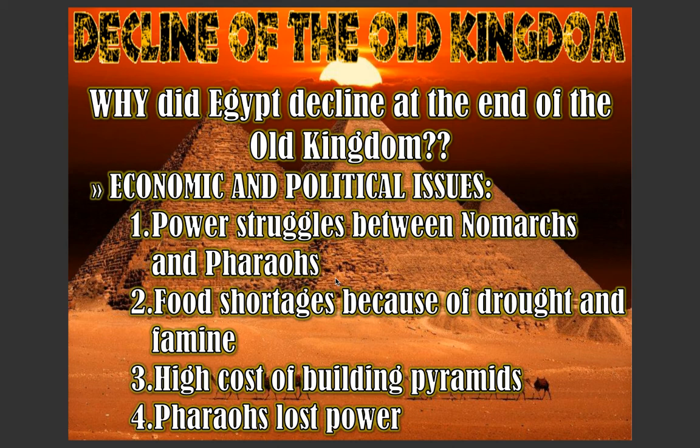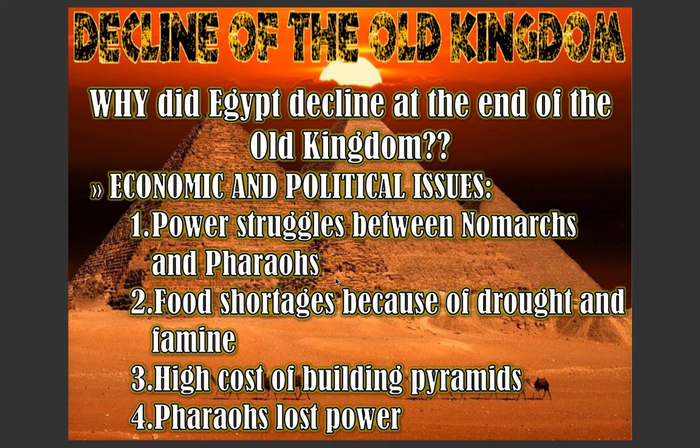As all things do, the Old Kingdom began to decline. So the Old Kingdom began to crumble for several reasons. The first reason is that there were some political issues. There were some power struggles between the nomarchs and the pharaohs. The nomarchs started to realize, like, hey, we're doing all the work here, but we're not getting all the riches and all the glory like the pharaohs are. They're like, something's got to give.